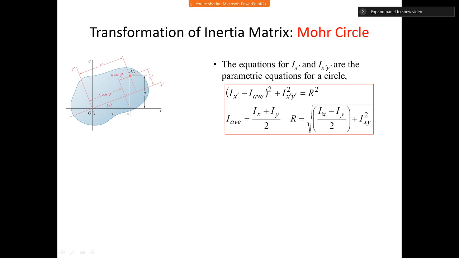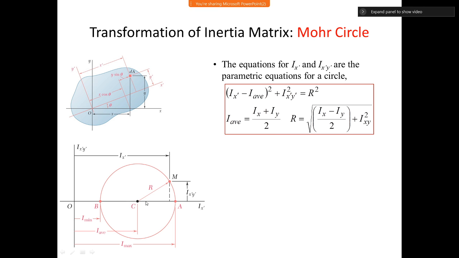R is given by this expression. So I can have a center on the x axis with a value of I average. The y coordinate of the center of the circle is 0 and the radius is R, and I can plot this as a circle. So on the x axis I have Ix prime, on the y axis is Ix prime y prime, and this is a circle with center at I average. You can see this is I average and the radius is R. So this is a diagrammatic representation of the same equation on the previous slide, and this circle is called Mohr circle.